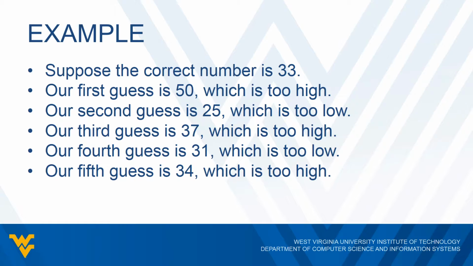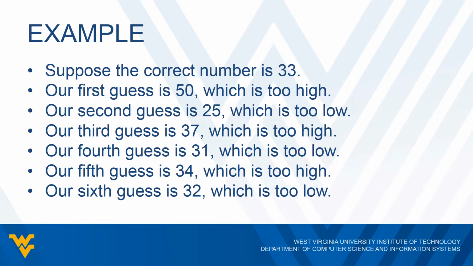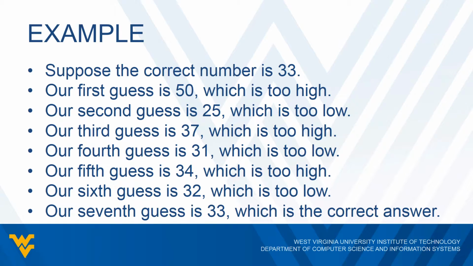So now we need to pick something between 33 and 32. So we're going to end up picking 32 the way that you would do integer math. We're going to be told that's too low. So we need something between 33 and 33. So our seventh guess is going to be 33. And we're going to be told that that is the correct answer.